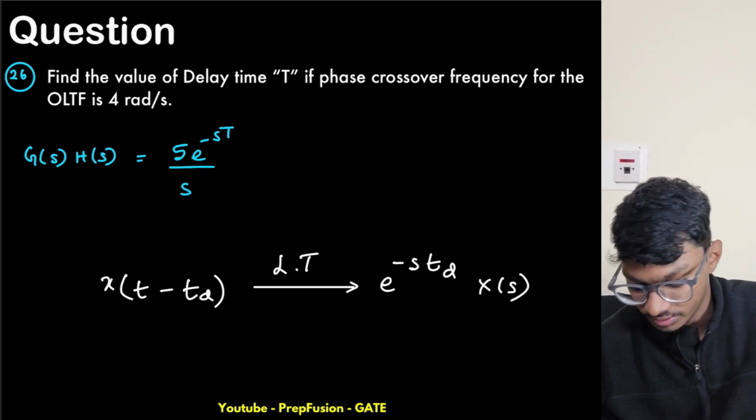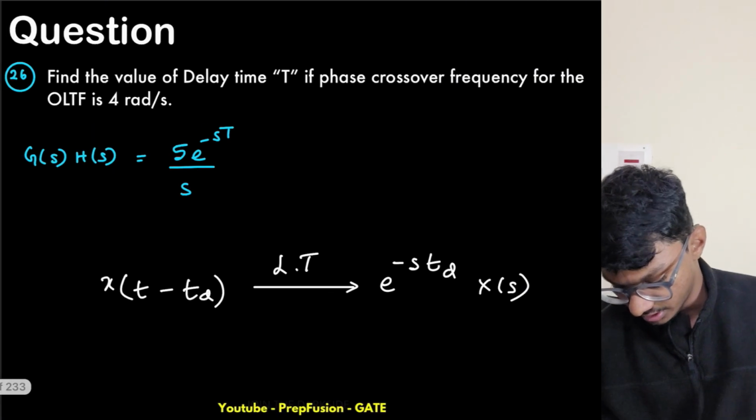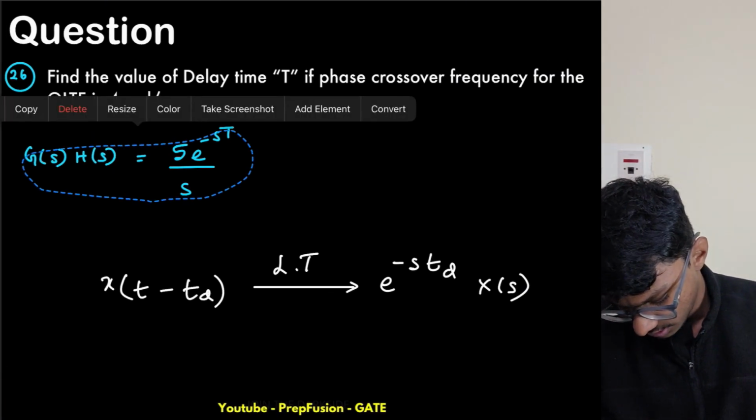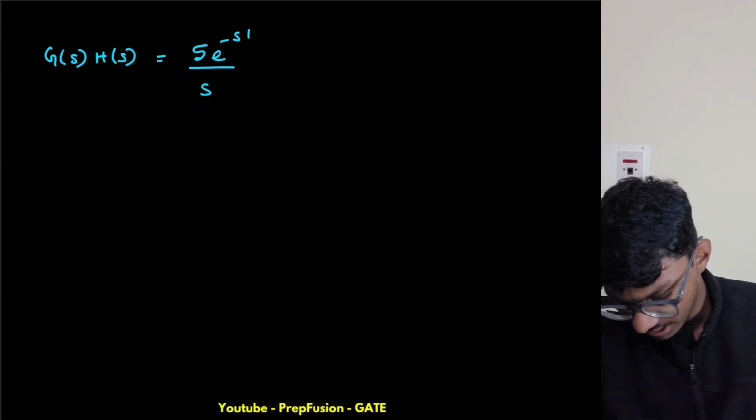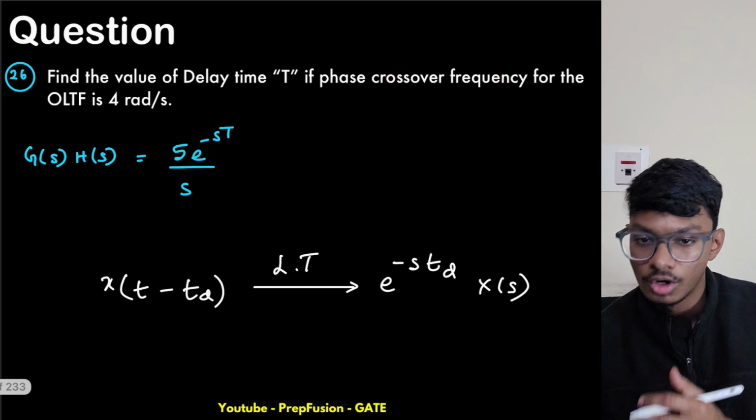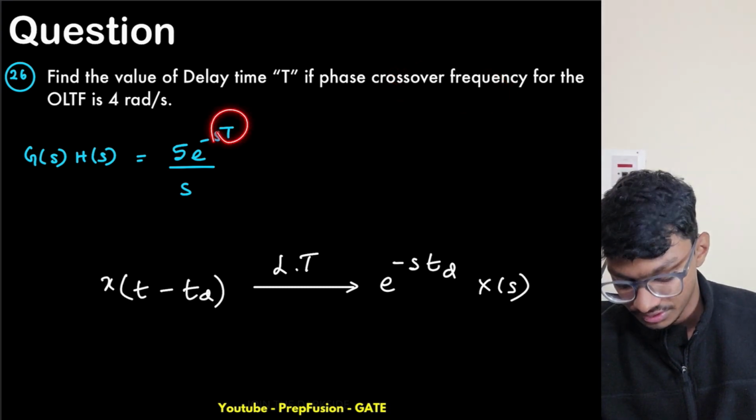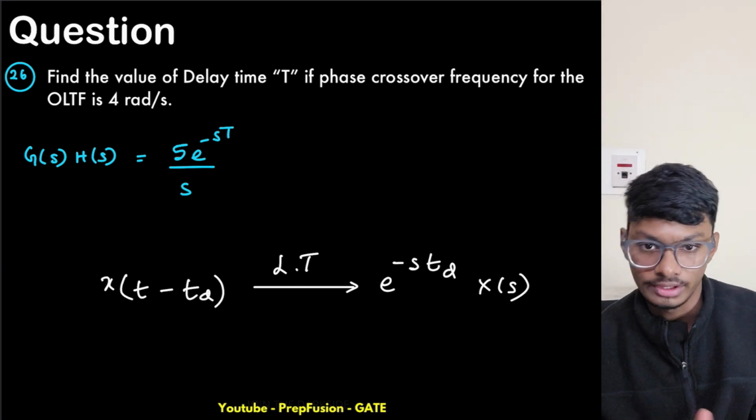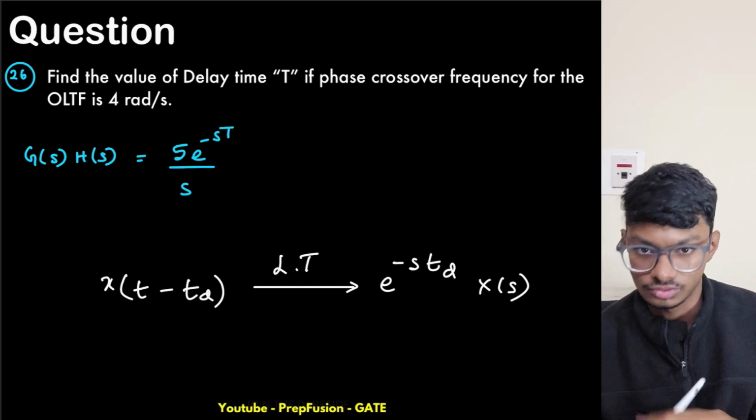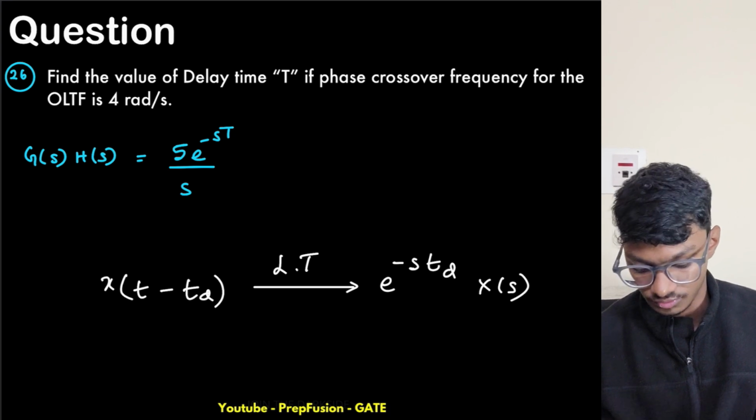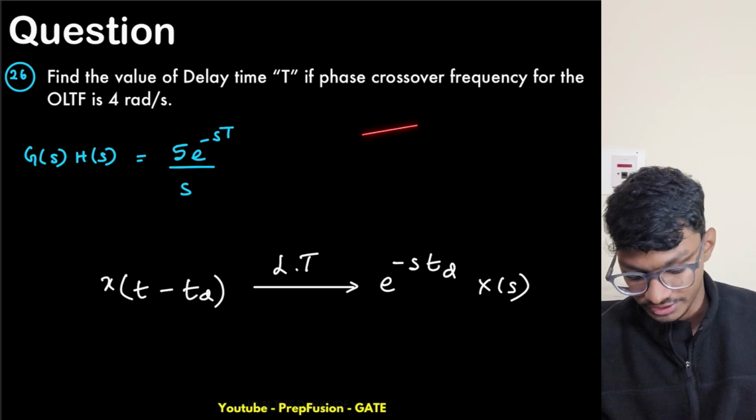Now let's come back to the question. My g of s into h of s is this, right? And what is this telling us? It has told us that my phase crossover frequency is given. So whatever is given, you try to find that, then you will get some relation with t with known values, and from there you will get the value of t. That's how you proceed in this question. Whatever they have told you, you just try to find that phase crossover frequency.